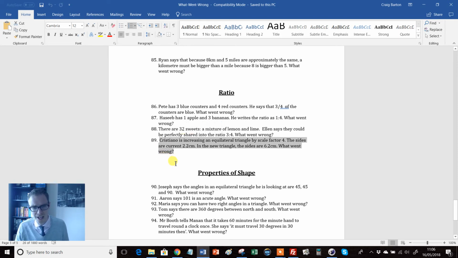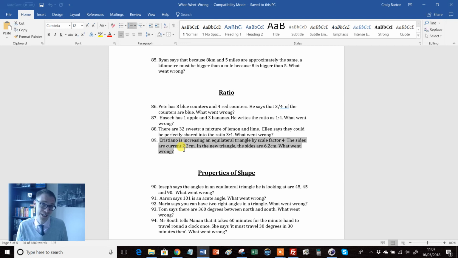and say Cristiano's increasing our equilateral triangle scale factor 4. The sides are currently 2.2. In the new triangle, the sides are 6.2. What went wrong? So just to bang that up on the board and say to kids, see if you can explain the mistake. Can you understand the mistake? And can you resolve the mistake? What advice would you give to Cristiano? So we're flipping it on its head. We make these misconceptions a really positive thing. We make these a learning tool.